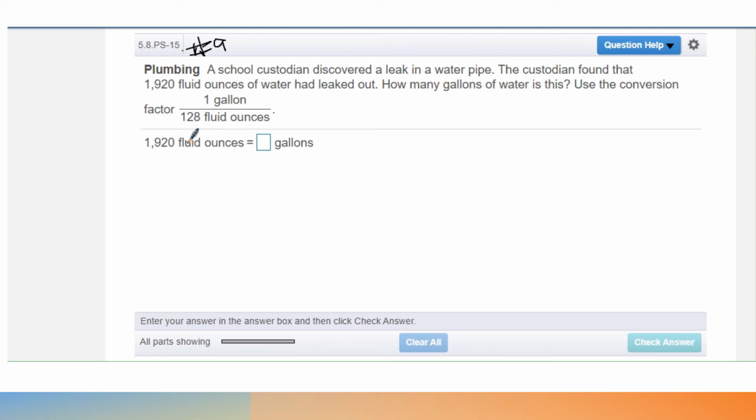So we want to convert. A school custodian discovered a leak in a water pipe. The custodian found that 1,920 fluid ounces of water had leaked out. How many gallons of water is this? Use the conversion factor: 1 gallon is equivalent to 128 fluid ounces. So we want to convert. Our plan is to convert. You always want to know what you're starting with and where you're going.